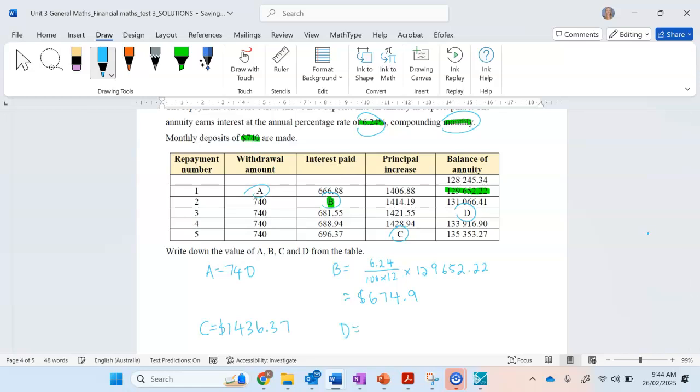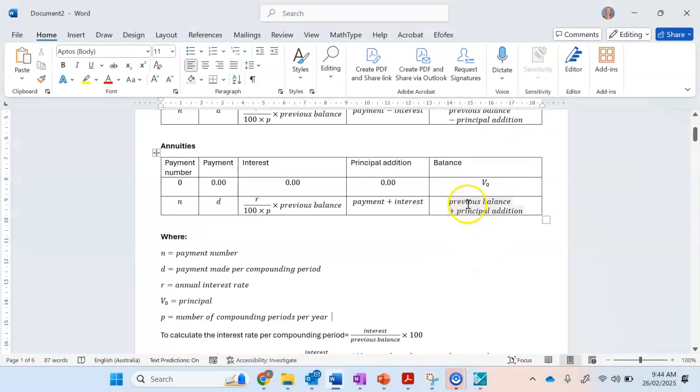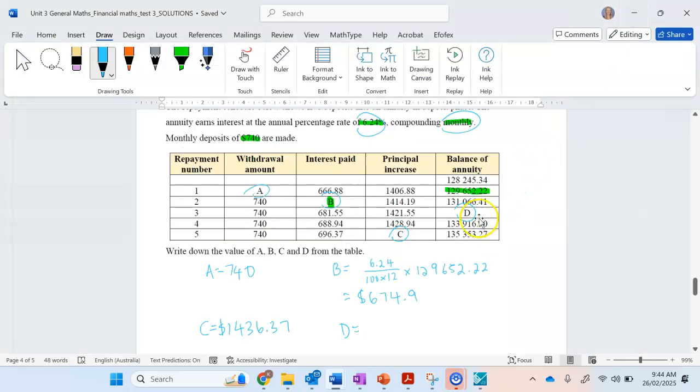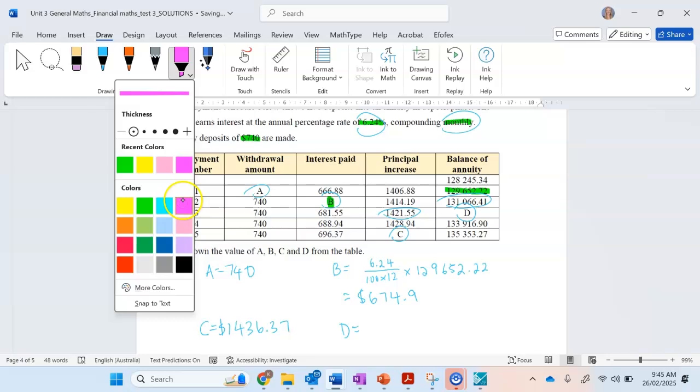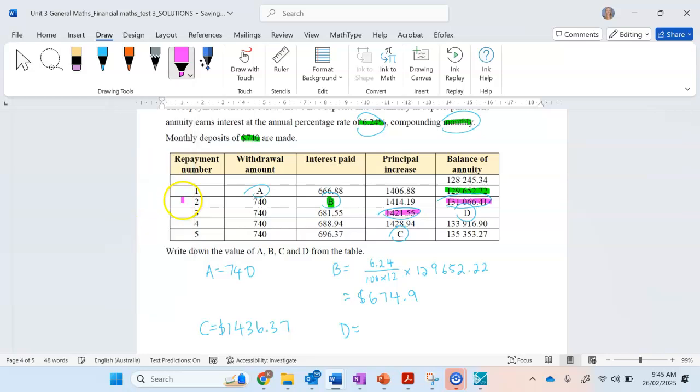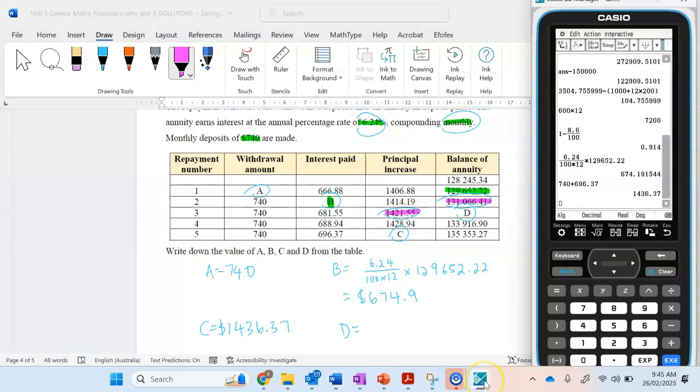All right, and then D, so balance of your annuity. Okay, so going back to here, the balance of your annuity is your previous balance plus your principal addition. So our previous value for D is this one here, and we're going to add on this. So let me just highlight them in a different color. So we're going to add this number and this number. So the previous balance plus your principal increase.